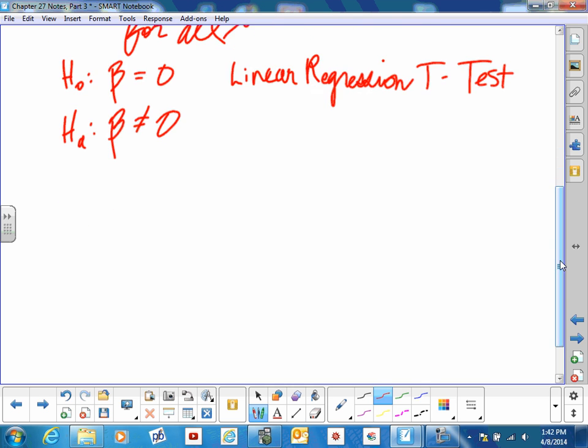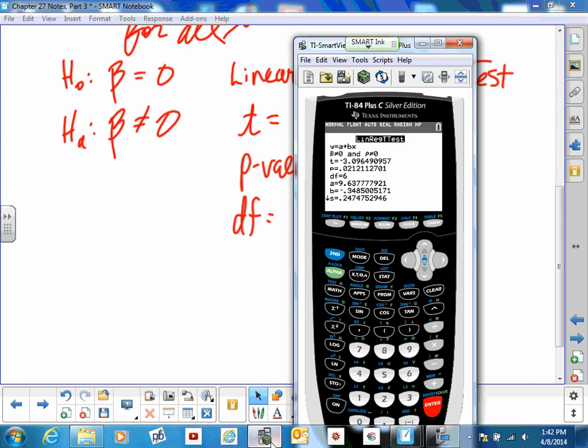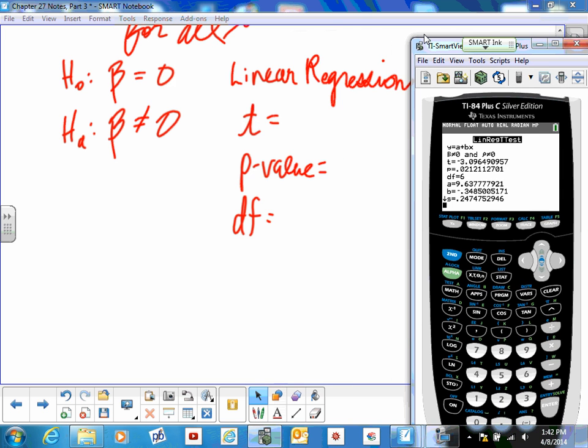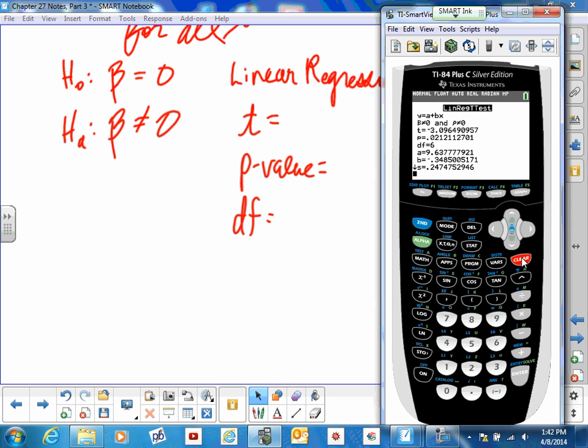All right, now we want to get the data. We want to have the t-value, we want to have the p-value, and we want to have the degrees of freedom. So I'm going to teach you what to do in your calculator. In fact, for time's sake, you can go ahead and put that in, but I have it up here if you want to just follow along. I'm going to go and put my information in.